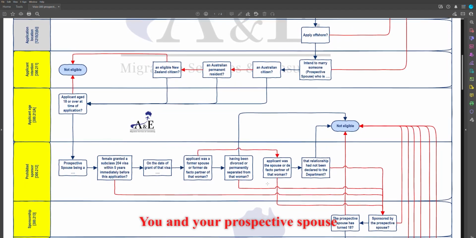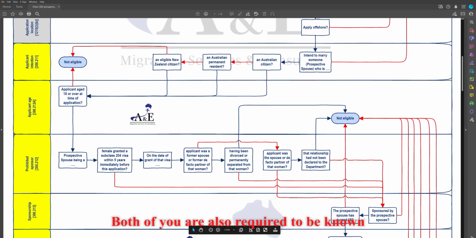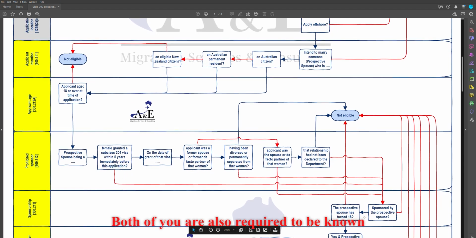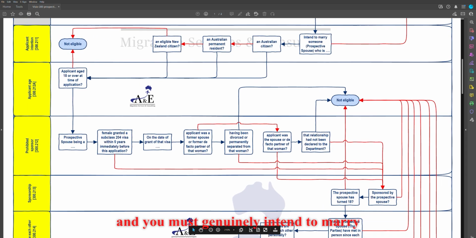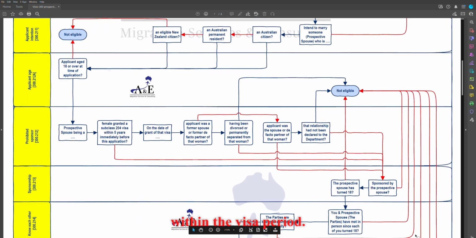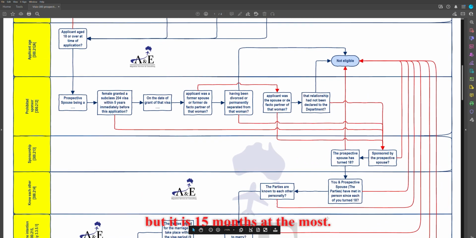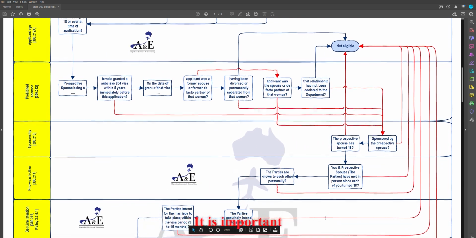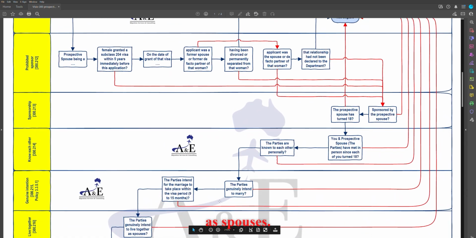You and your prospective spouse must have met in person since each of you turned 18. Both of you are also required to be known to each other personally. Your prospective spouse and you must genuinely intend to marry within the visa period. The visa period is usually 9 months, but it is 15 months at the most. It is important that your prospective spouse and you intend to live together as spouses.